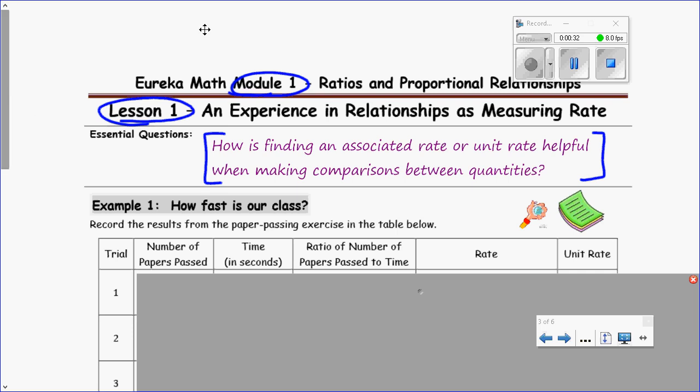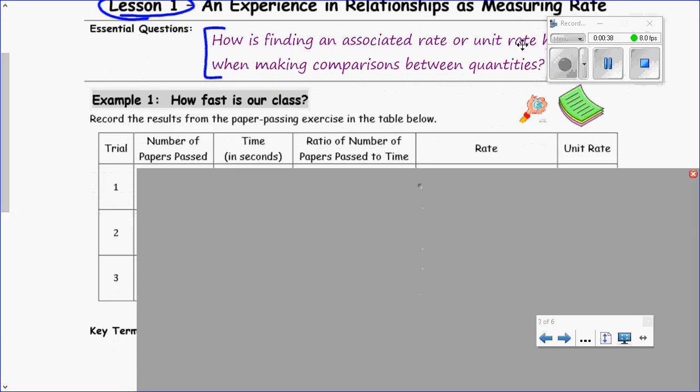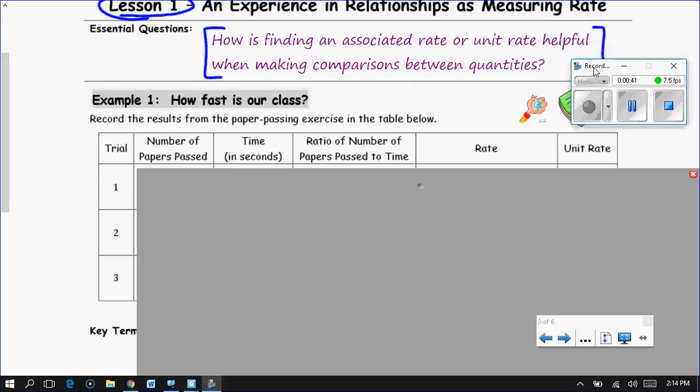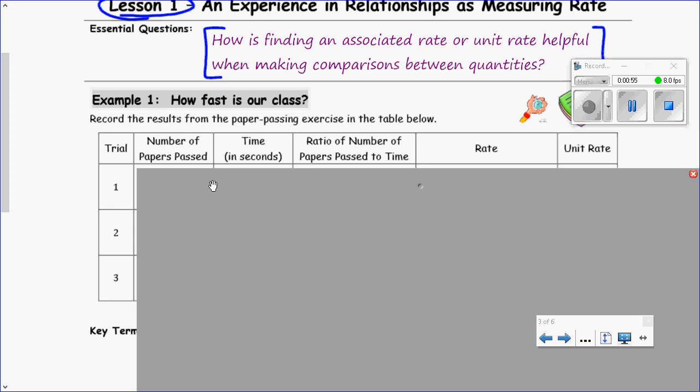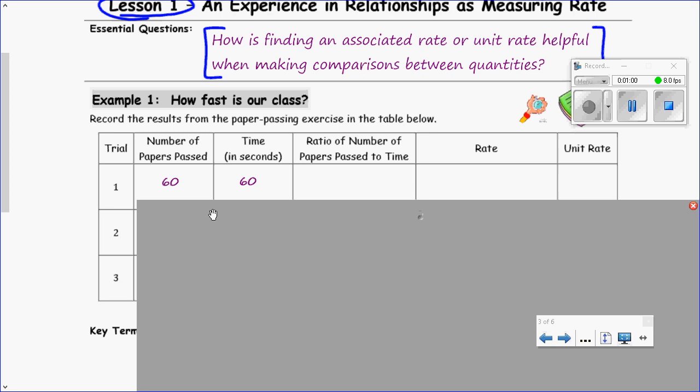This lesson is all about relationships as measuring rate. We see rate in a lot of different things, and first today we're going to talk about how fast we can pass papers out. You might see someone pass papers out really fast, or someone taking their time. We're going to talk about the ratio of the papers passed to the amount of time it takes. In our first trial, we're going to write 60 papers in 60 seconds.